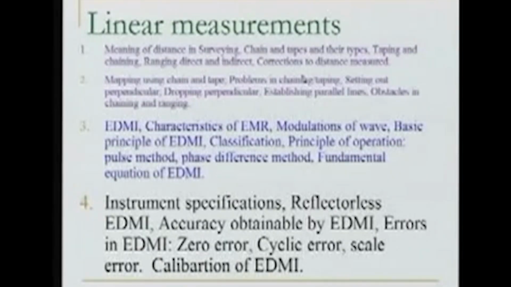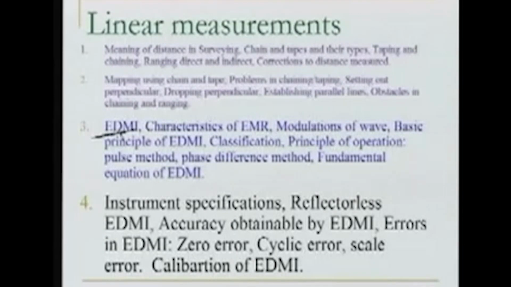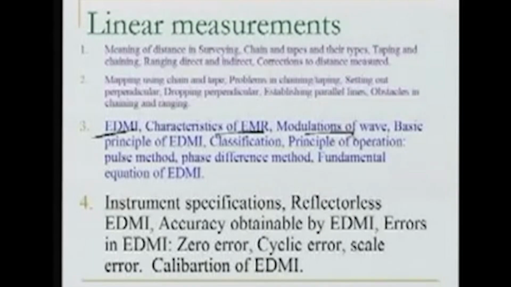Now in the linear measurements, what we did so far in our last lecture, we talked about the EDMI, what it is. It is based on the electromagnetic radiation. So we talked about the characteristics of the electromagnetic radiation also a little bit. Then the modulation of the waves. We talked about also the basic principle of EDMI. How does it work? What are the various categories in which we can put it? Then the principle of operation, which are the pulse method and the phase difference method.